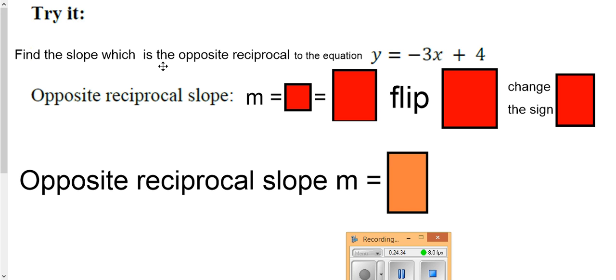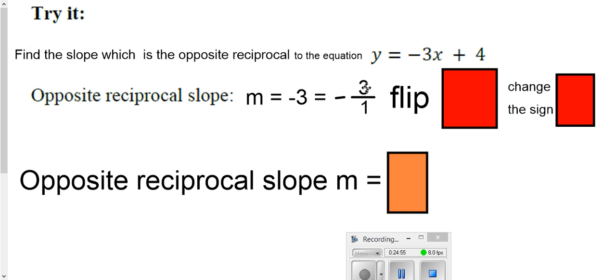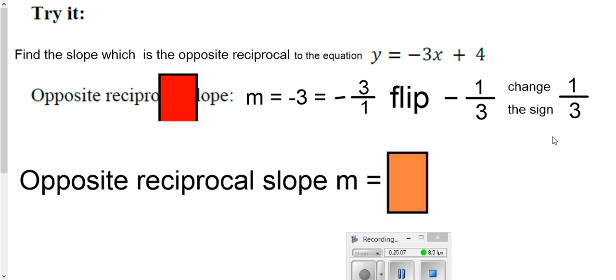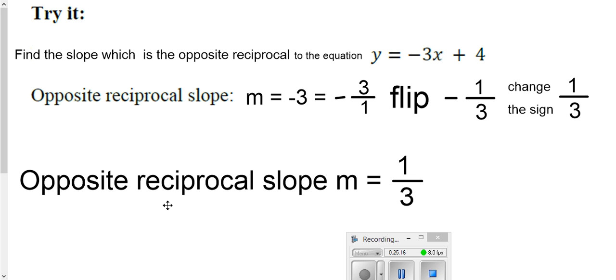Here's this, try it. Find the slope which is the opposite reciprocal to each equation. Let's see. So the first one, y equals -3x plus 4. So the slope of this line is -3. We start with -3. Now that's not a fraction, so we'll write it as a fraction. Negative 3 over 1. Now we'll flip it. We got negative 1 over 3. Now we'll change the sign. This was negative, so the new one will be positive. So the opposite reciprocal of negative 3 is positive 1/3.